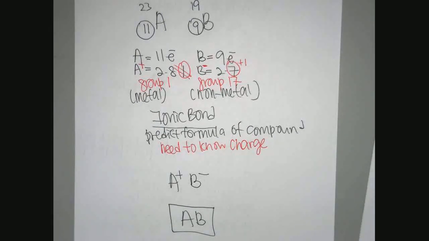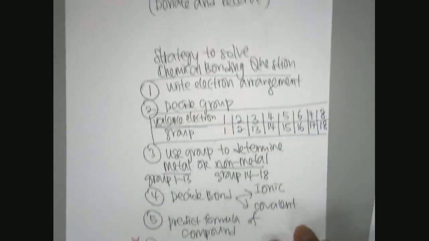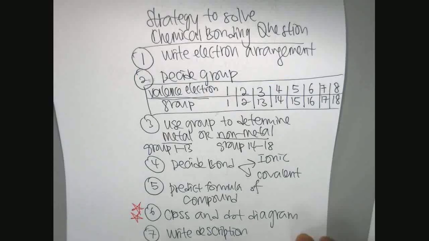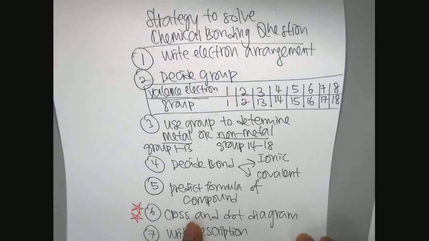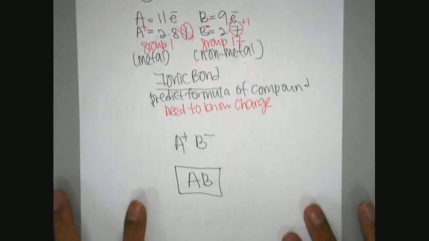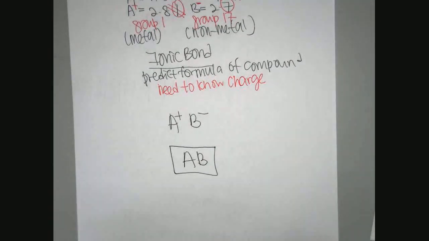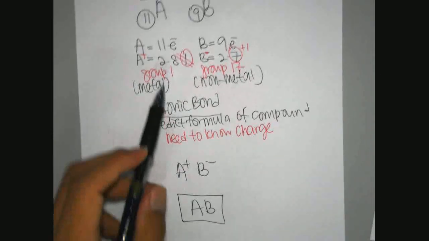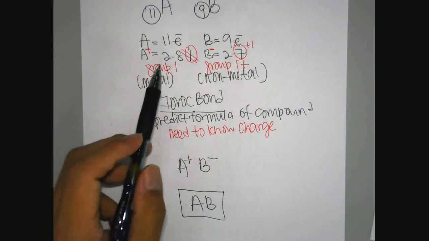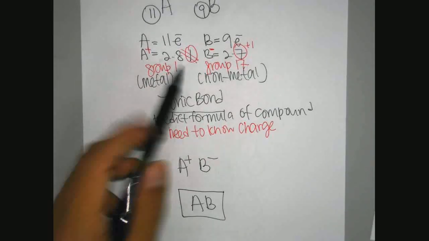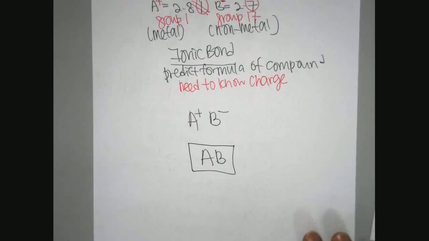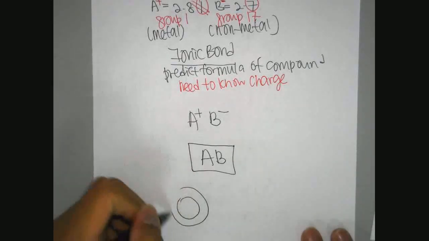Simple as that. Alright, now after we predicted the formula, we need to be able to draw a cross and dot diagram. This is one of the most important things in this entire topic: how you draw the cross and dot diagram. So let me show you how you draw. So we can draw A first. For A, look at the written formula here. So for A, we have to draw 2.8. 2.8 means that we have to draw 2 shells, or in other words, 2 circles. So we draw 2 circles for A.